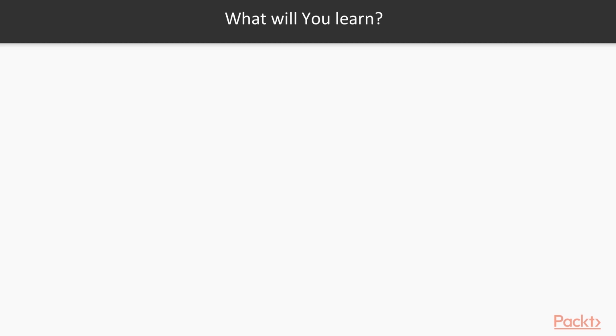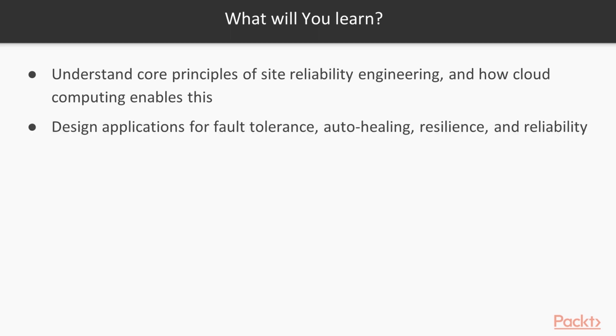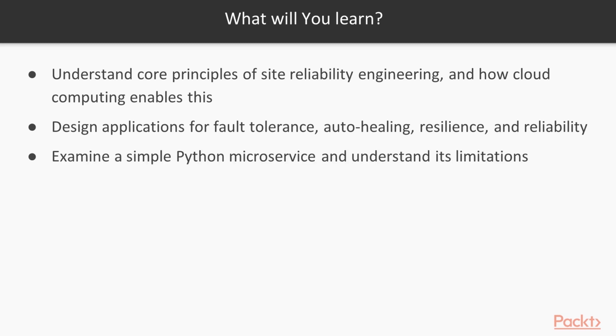We're going to cover a couple of key points. What are the core principles of site reliability engineering? We'll leverage a lot of the work done by Google for this. Then we'll look at how you design applications for fault tolerance, resilience, and reliability on Amazon. And we'll take a simple microservice and move it from an on-premise deployment into Amazon using a move and improve model.